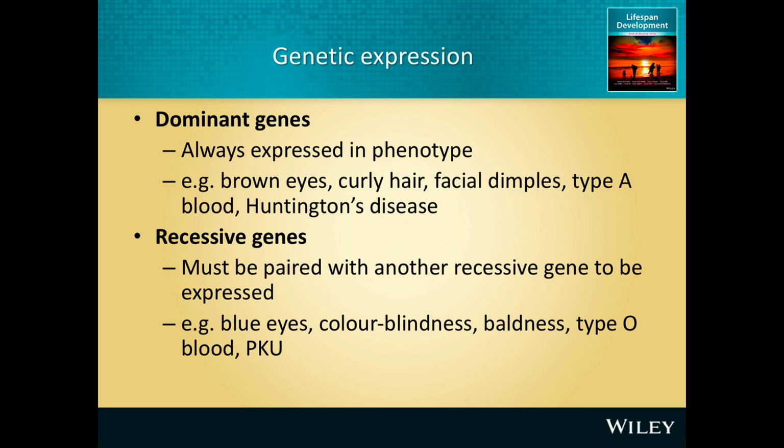So there are more than 1,000 human characteristics that appear to follow the dominant recessive pattern of inheritance. Eye colour is an example, and this next slide really shows you how that is an example.